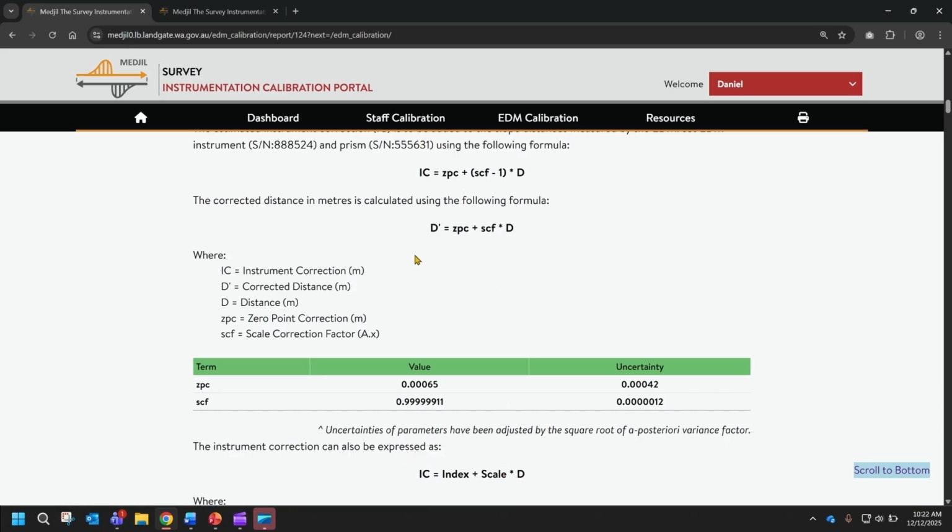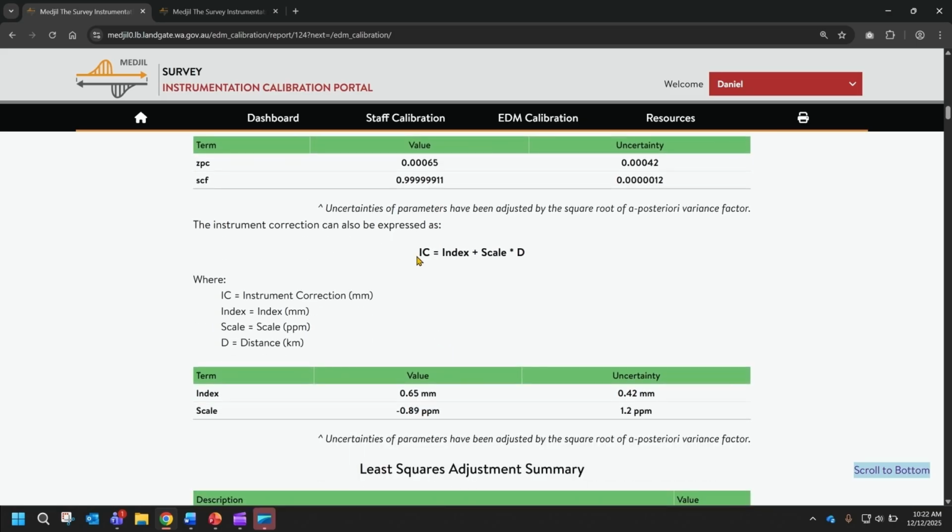All that being said, these first 2 equations are provided as this is the way that Medjil itself is really thinking about these values, and is the form that is used when completing the least squares adjustment. So you could say this is how Medjil thinks about it. This is how Medjil wants to think about the instrument corrections for the purpose of all of its underlying mathematics and statistics. But then once all the calculations are complete, it gets converted into this form.